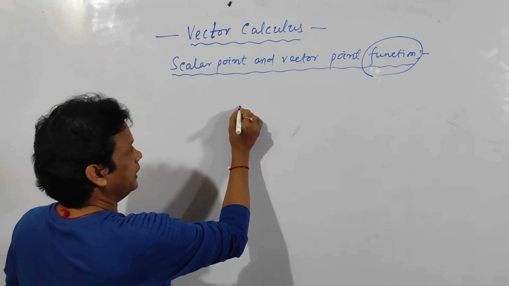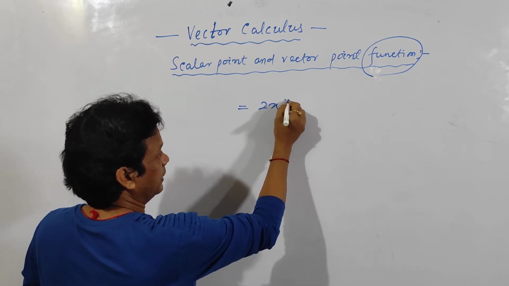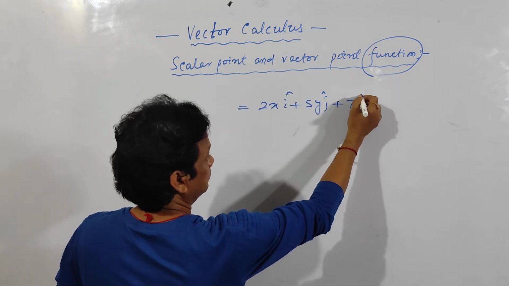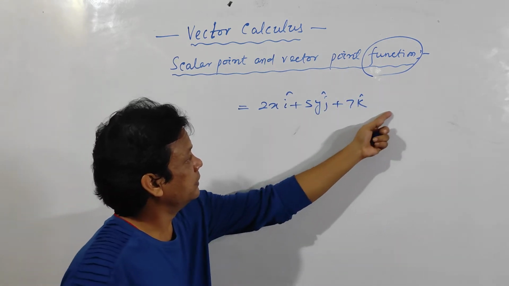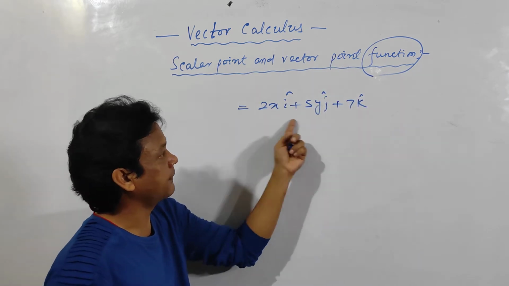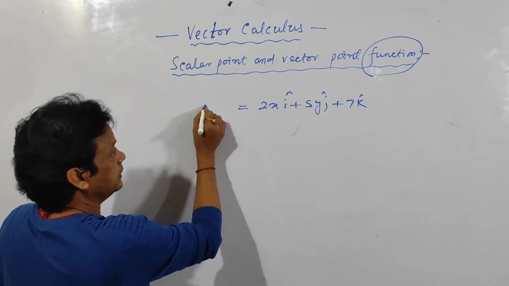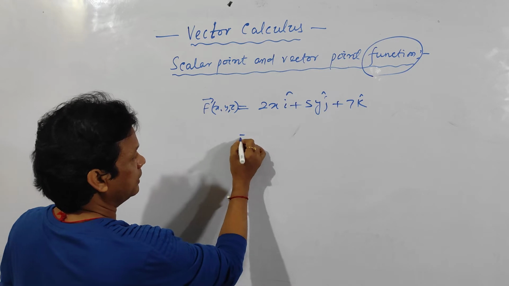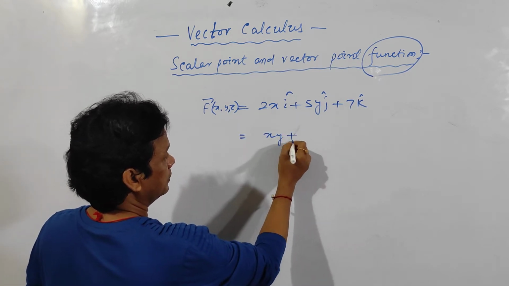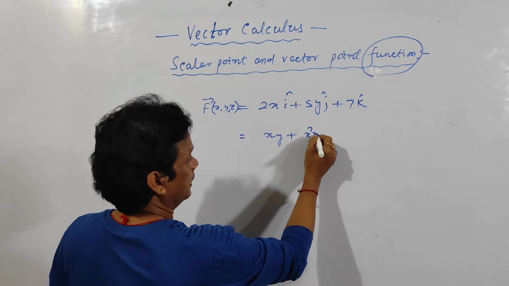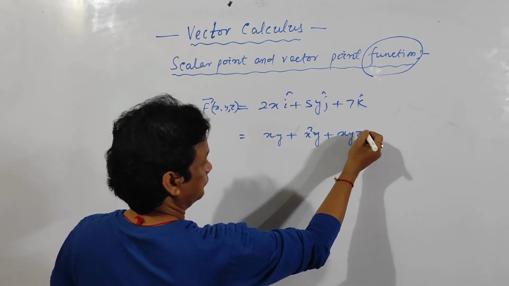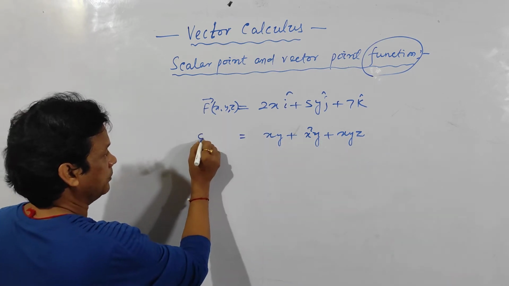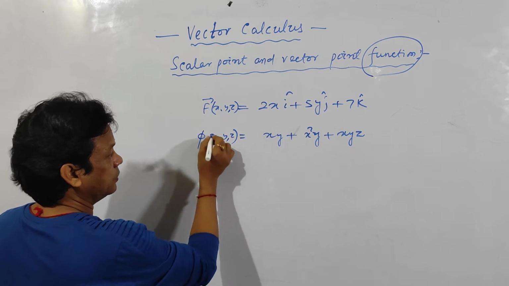For example, if 2x into i cap plus 5y into j cap plus 7 into k cap, then here this is expressed in terms of a vector quantity. So this can be written as a vector of x, y, z, and it is called a vector point function. And if I write like this, xy plus x square y plus xyz, there is no i cap, j cap, k cap. So this function can be written as simply phi of xyz, and it is called a scalar point function.